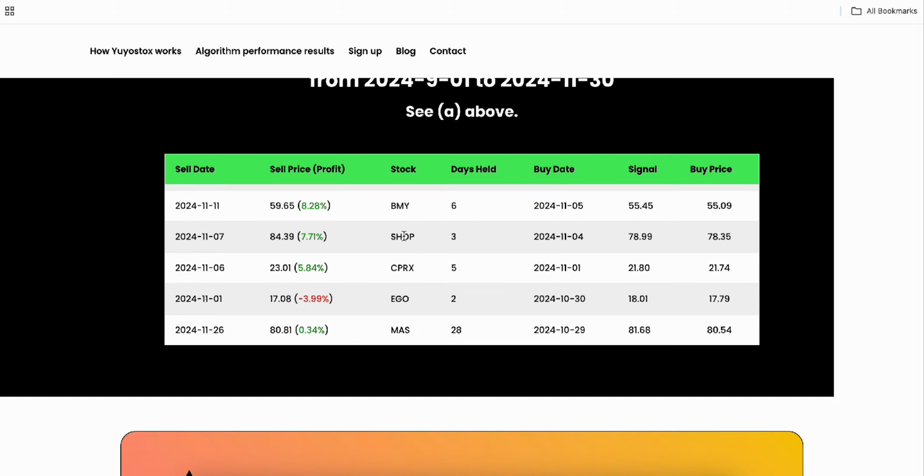The first one I looked at is Shopify, which they bought on 11/04, November 4th. They sold on November 7th. They made a 7.71% gain. That's pretty impressive.